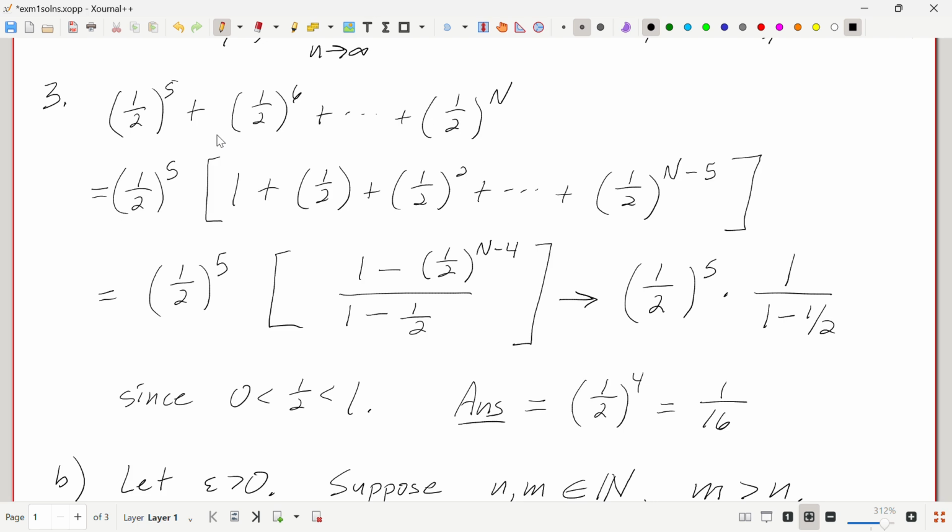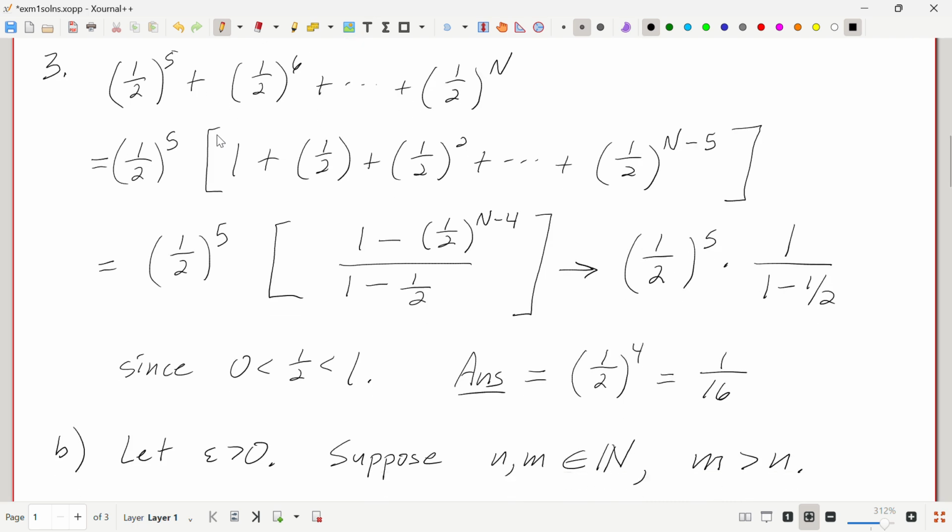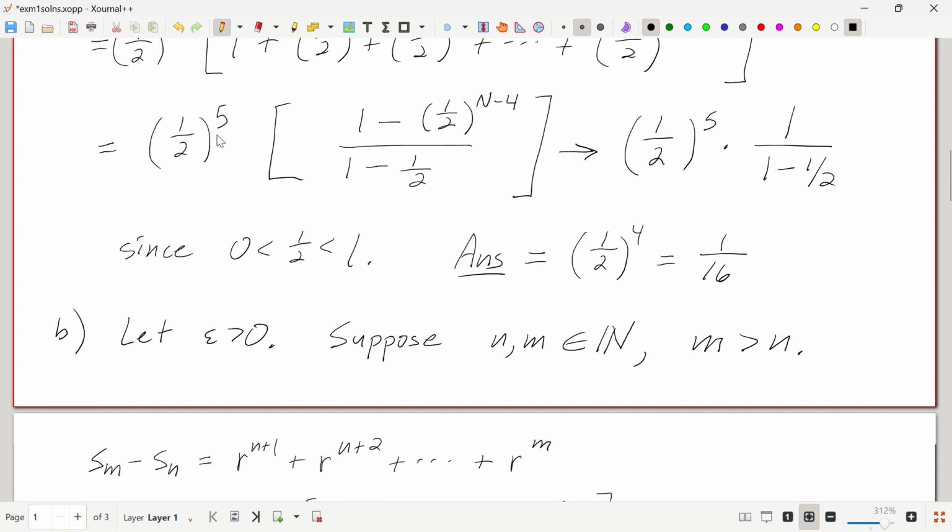You can also just quote the fact that a geometric series where r is between 0 and 1 tends to 1 over 1 minus r. You could quote that fact if you didn't want to put that n there and let n go to infinity. You quote that fact about geometric series. Well, that was a hint for how to do B.